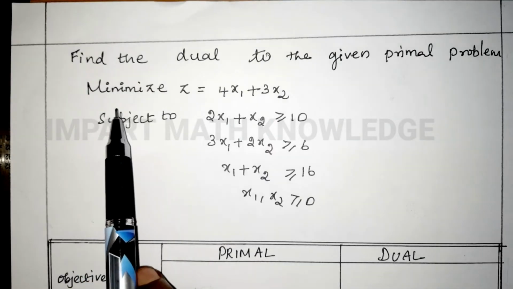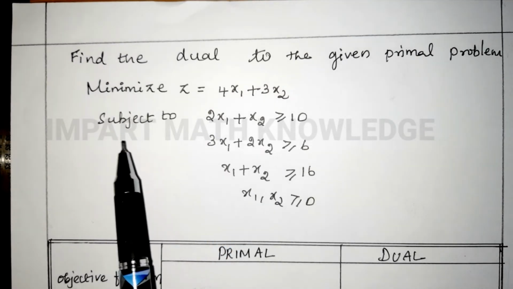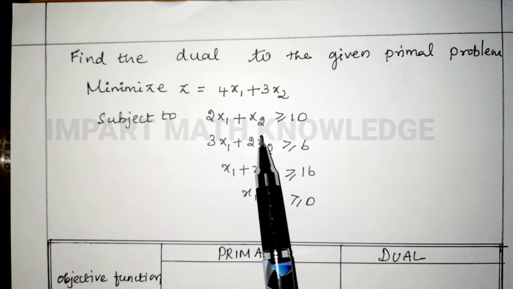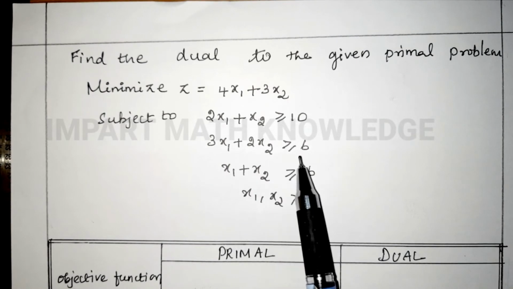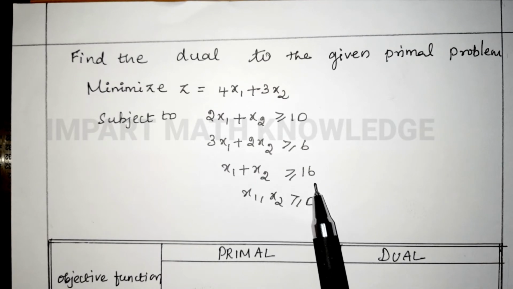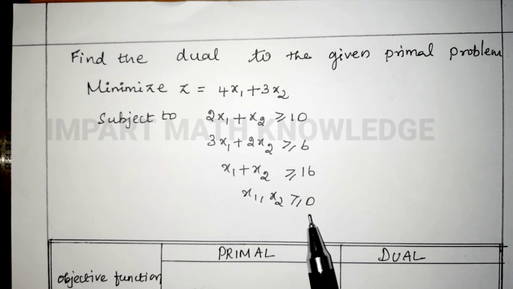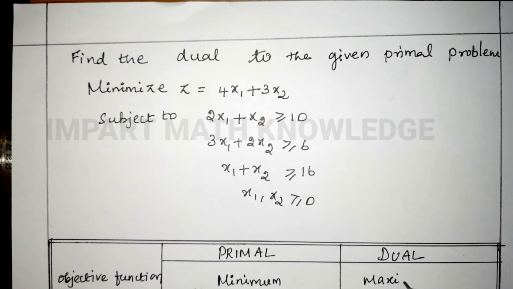The second problem is: minimize Z equals 4x1 plus 3x2 subject to 2x1 plus x2 greater than or equal to 10, 3x1 plus 2x2 greater than or equal to 6, x1 plus x2 greater than or equal to 16, x1, x2 greater than or equal to 0. Here the objective function is minimum, so in the dual problem, the objective function is maximum.